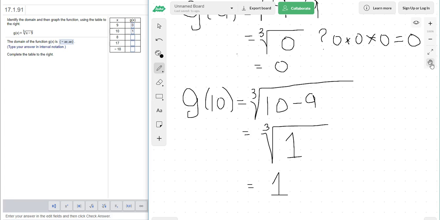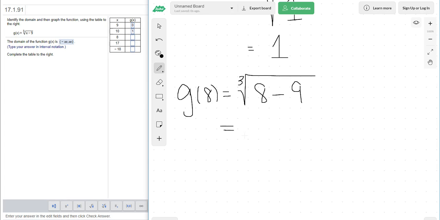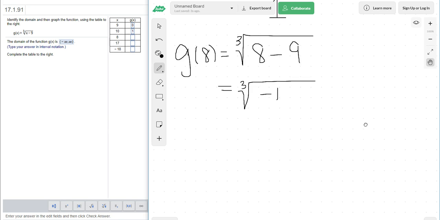Okay, so let's keep going. Let's do 8. And I'm going to grab my pen tool again. I have g of 8, and that equals the cubed root of 8 minus 9. And that gives me the cubed root of negative 1.